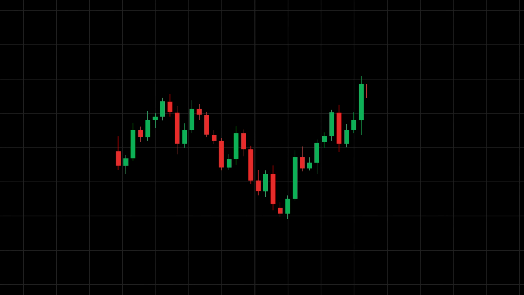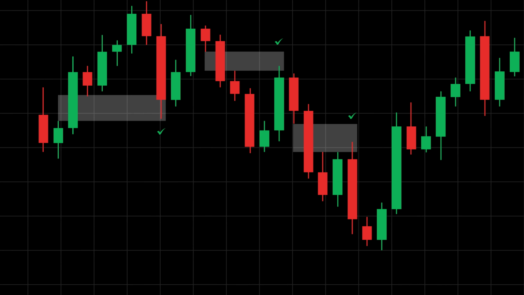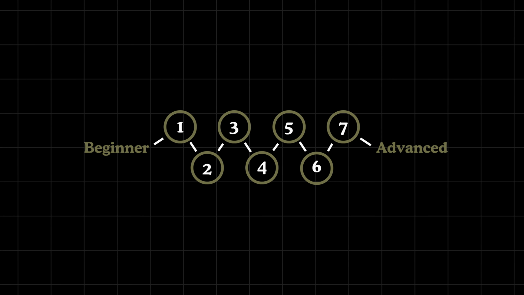Fair value gaps can be a powerful addition to your trading strategy, but if you're planning to utilize them, it's essential to know what defines a valid and actionable fair value gap. That's why we've simplified everything you need to know for effective FVG trading into 7 straightforward tips.